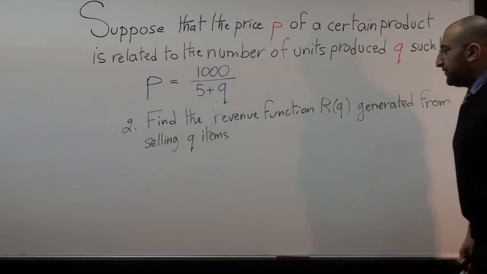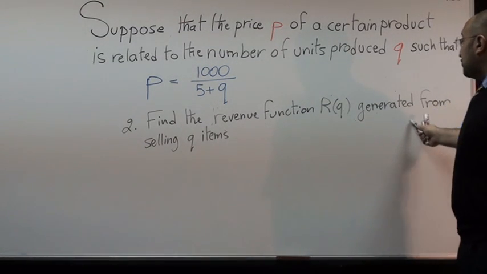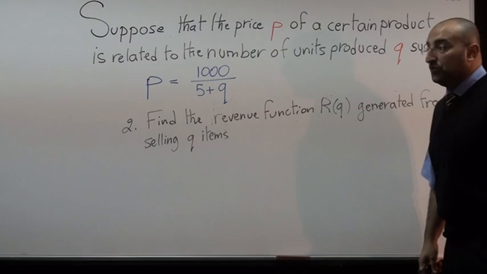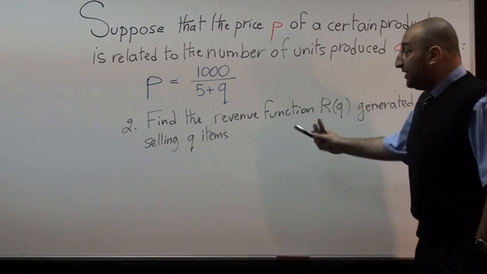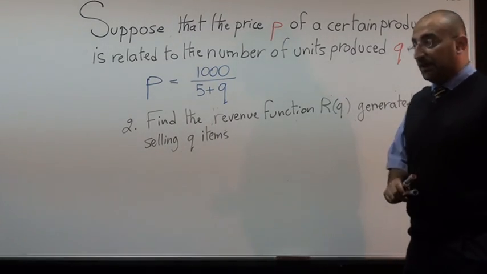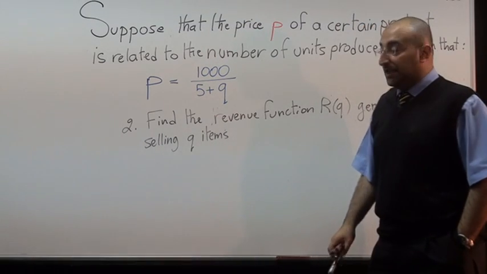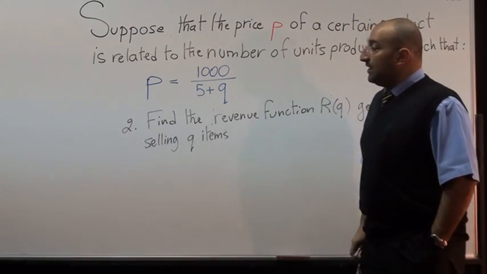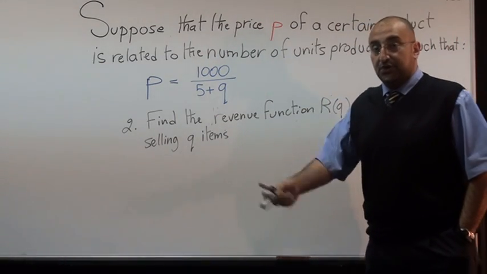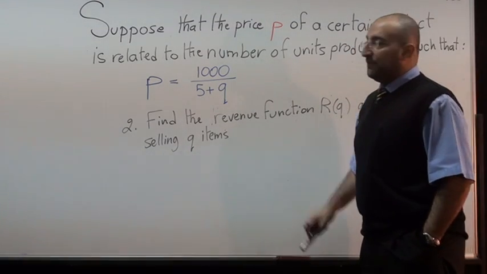So the second question is, find the revenue function R of Q generated from selling Q items. When you read such a question, what I want you to think about is the following. I have a relationship between the price of the commodity and the quantity that is being produced. The question is, how does this relate to revenue?